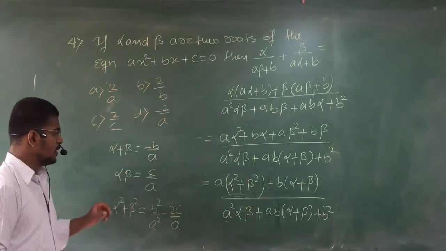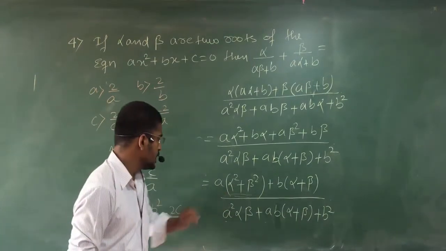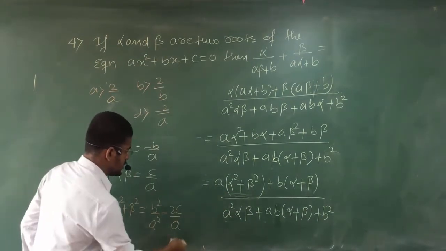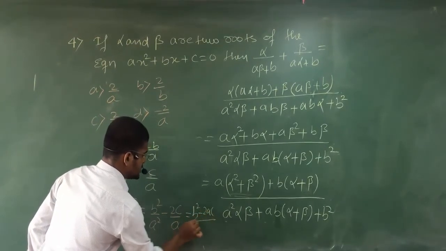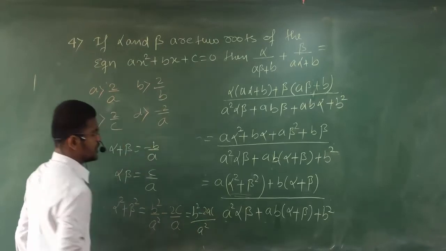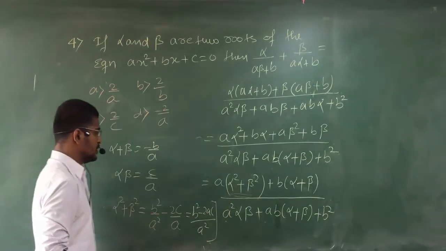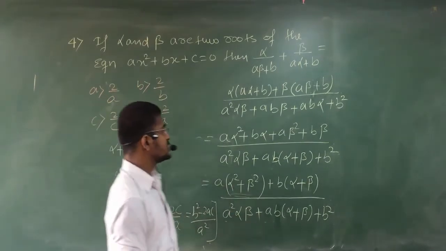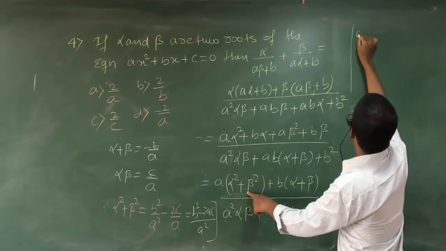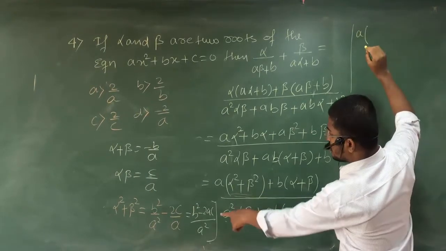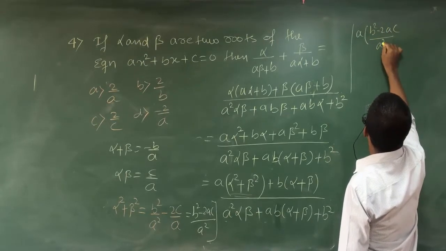Okay. Now you got alpha square plus beta square. You put here. What you can write this? You can write it as b square minus 2ac divided by a square. This is the term. Here you can write alpha plus beta is minus b by a. Therefore, a into alpha square plus beta square is b square minus 2ac divided by a square.